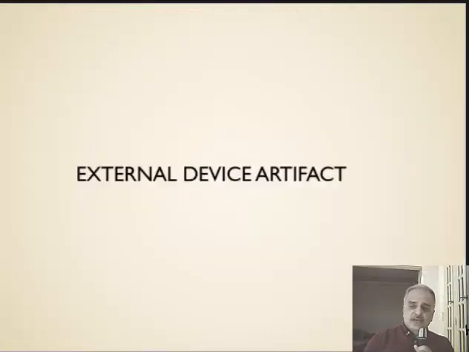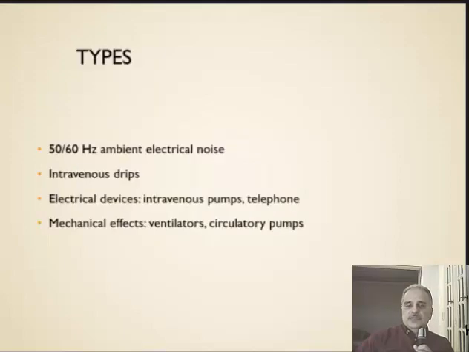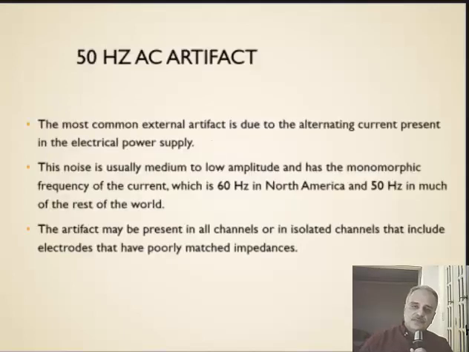We have different devices outside the body that can initiate or mediate artifacts. The alternating current of the power, the IV drip machine, telephone rings, ventilators, and pumps, all of them can produce artifacts. Poor earthing of the machine is the most common cause of this type of artifact, which is called 50 Hz AC artifact. You need to know that this type of artifact is not found in machines having their power source from the laptop.